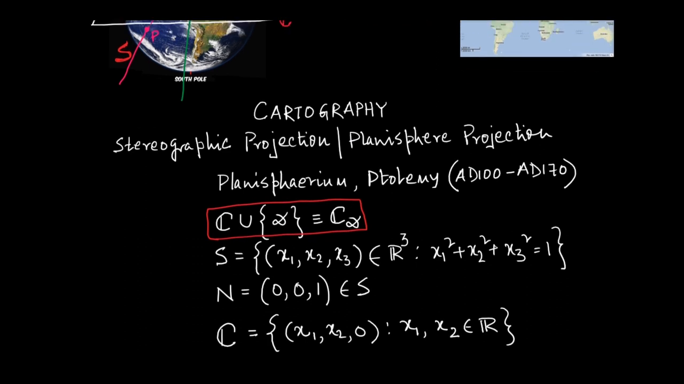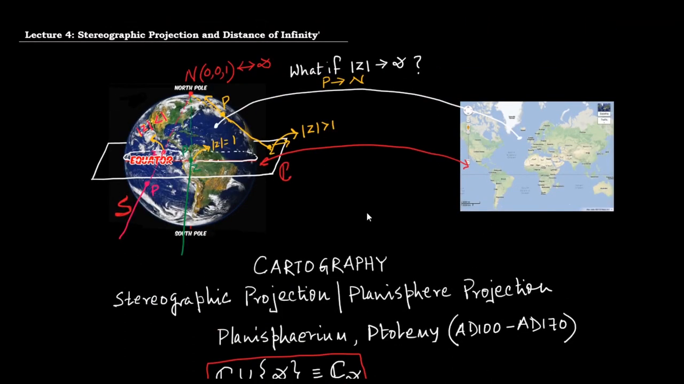So with this understanding, we can visualize this plane C. If we add infinity, the same visualization remains for the extended complex plane denoted by C infinity. So now we can say every point in C infinity has a corresponding point on this unit sphere S.